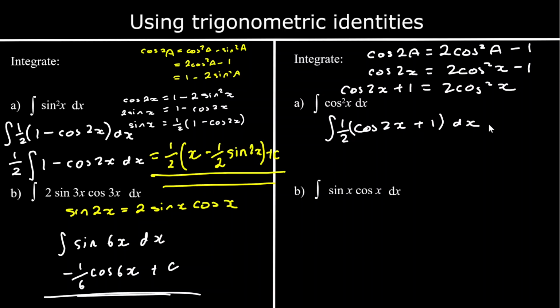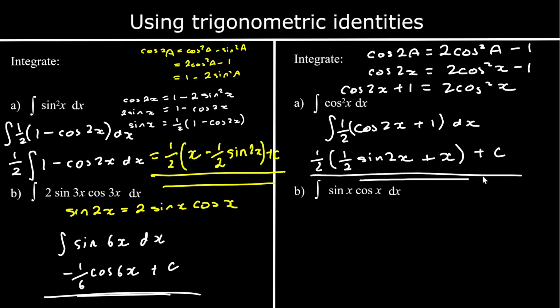And we can leave the half on the outside. Integrate cos 2x. That becomes half sine 2x. So cos integrates to give sine. And we divide by the bracket differentiated. 1 integrates to give x. And we plus c.